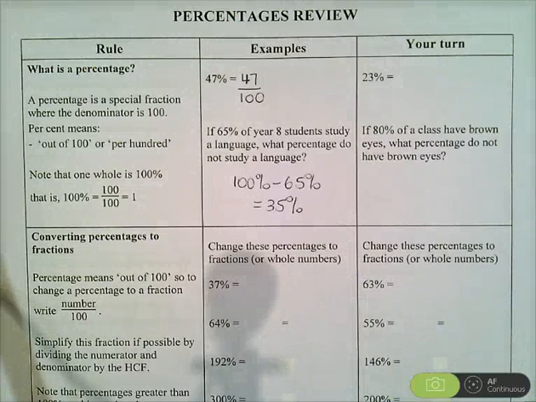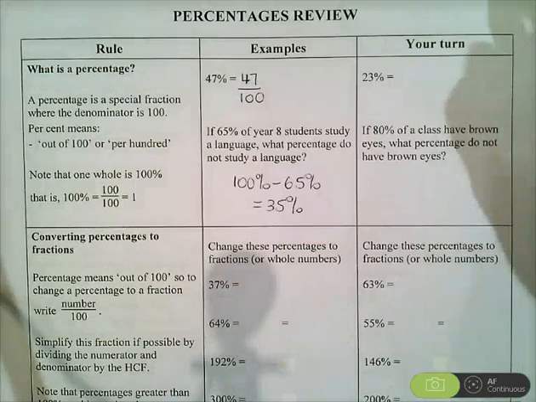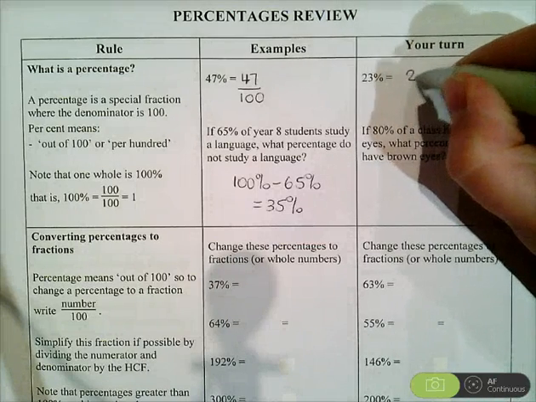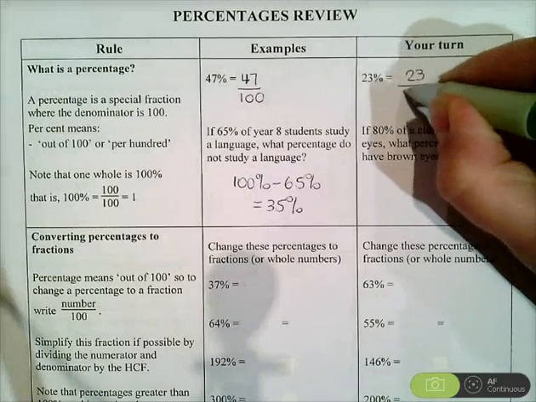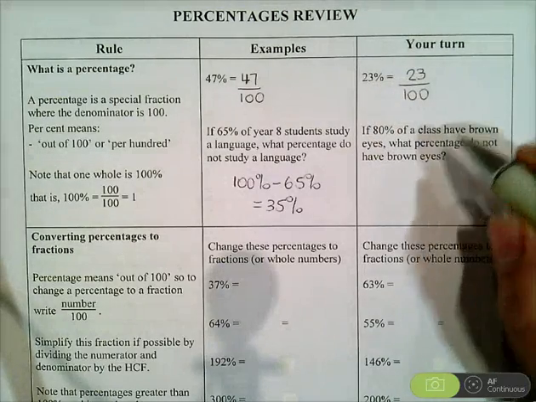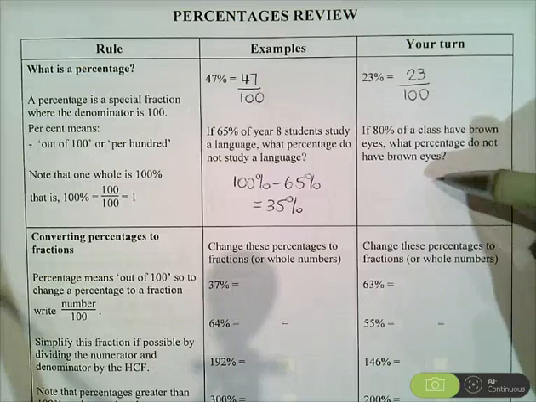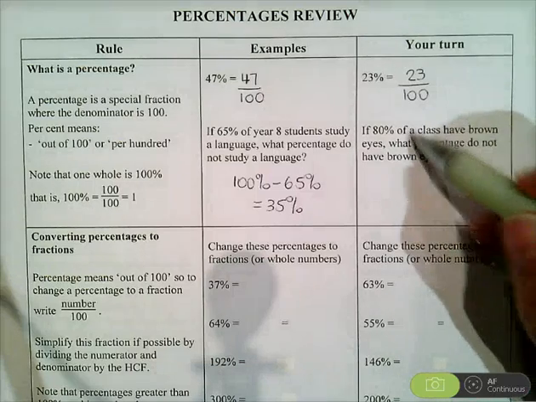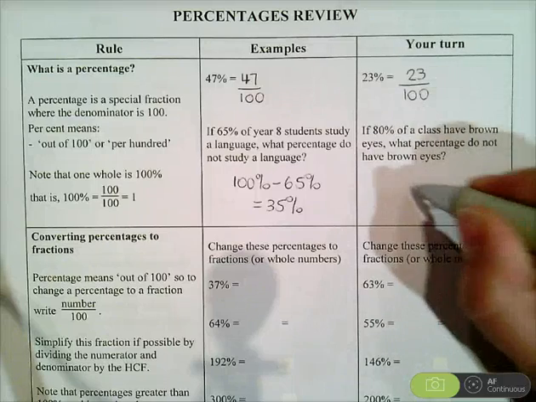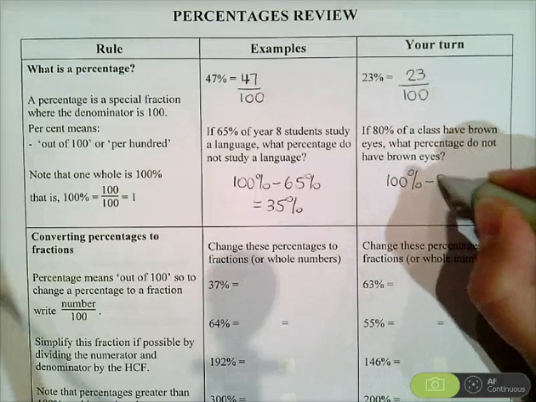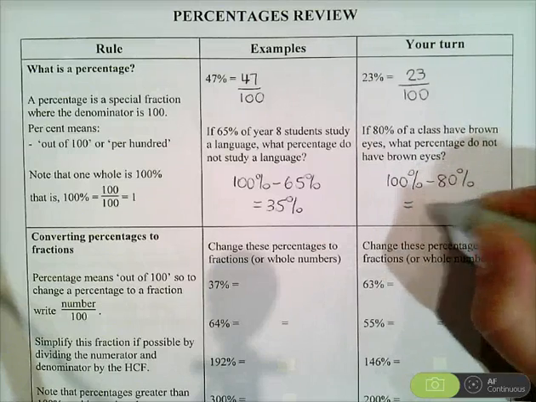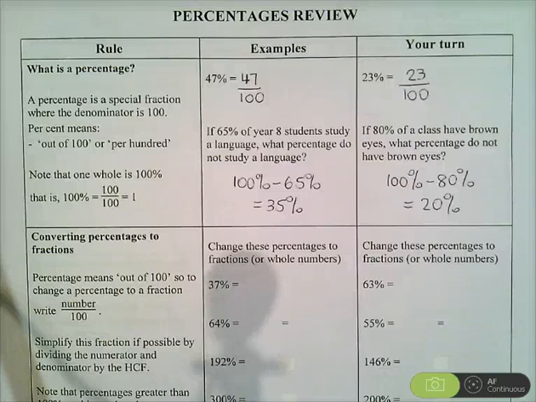Okay, if you can pause the video and do this column here that says your turn, and then just start the video back when you're ready. Okay, and hopefully you've had an attempt at that. So 23%, remember percent means out of 100 or per 100, so 23% means 23 out of 100. And also in this worded example, if 80% of a class have brown eyes, what percentage do not have brown eyes? Remember, the whole class would be 100%, 80% have brown eyes. How much of the class is left over? Well, that would be 100% minus 80%, so 20% would not have brown eyes.